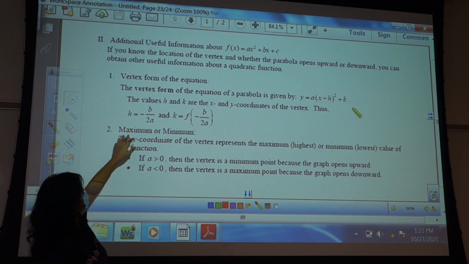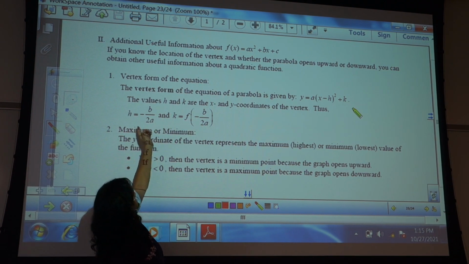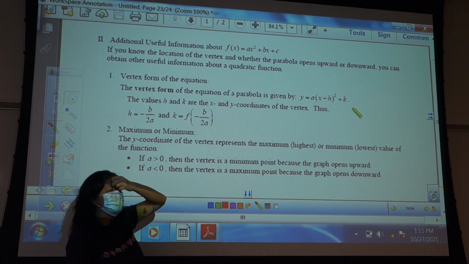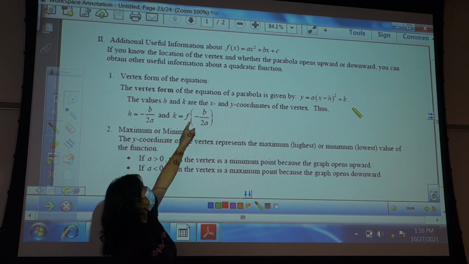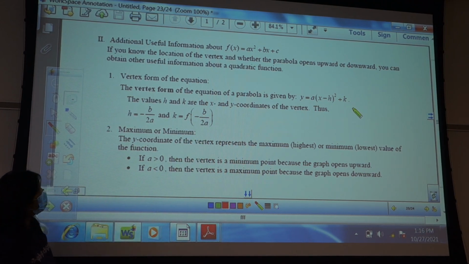Good. Remember, your h is negative b over 2a, and your k is putting whatever your h is into your function. So it's f of h, basically. You put whatever you got for h into there to find the y.